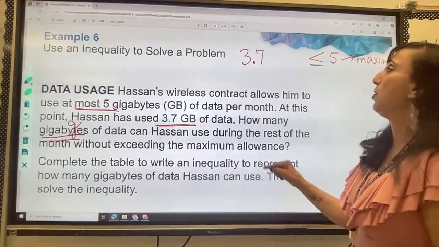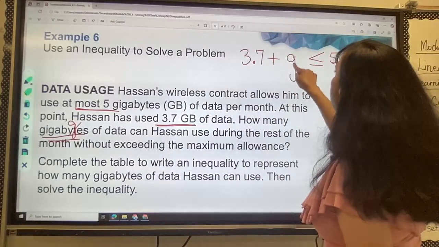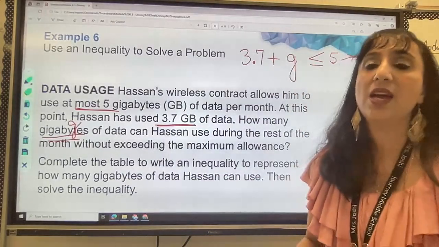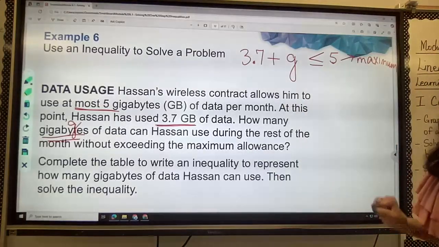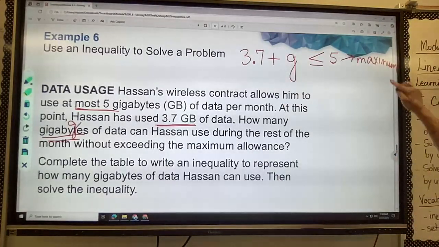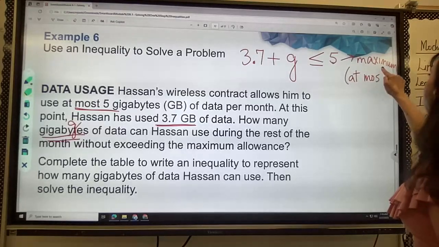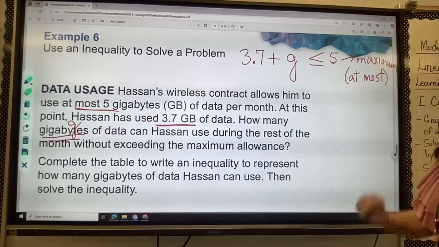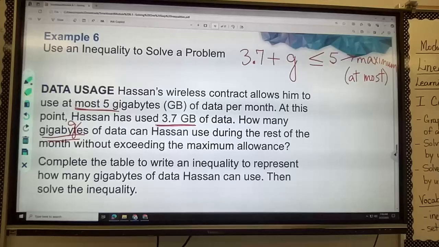Okay, so I'm going to say he has used this much, plus he can use a certain amount of gigabytes, and that should not exceed 5. Because 5 is the maximum, what was the word used? At most. And that means this is the maximum amount that he can have. So here is my inequality written out, and then I'm going to go ahead and solve it.